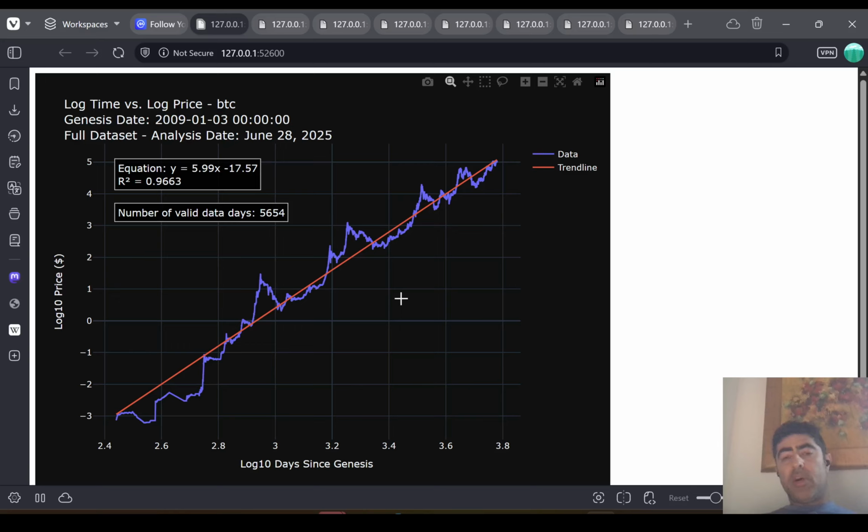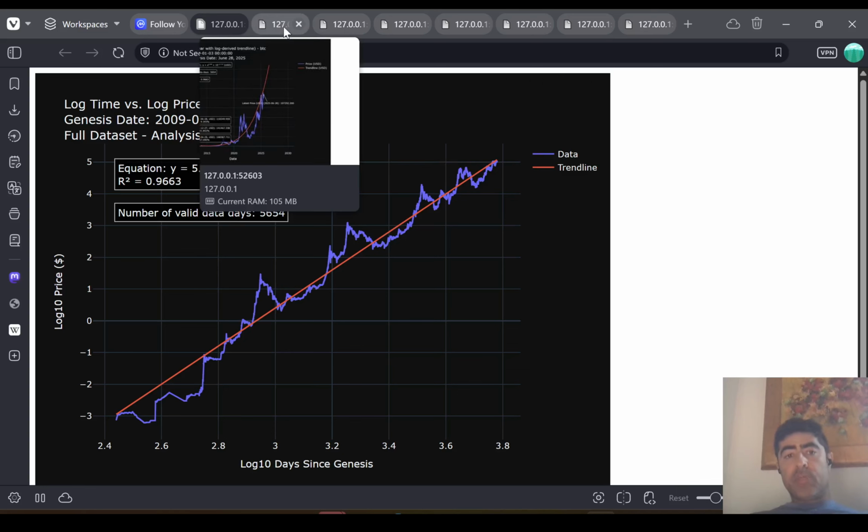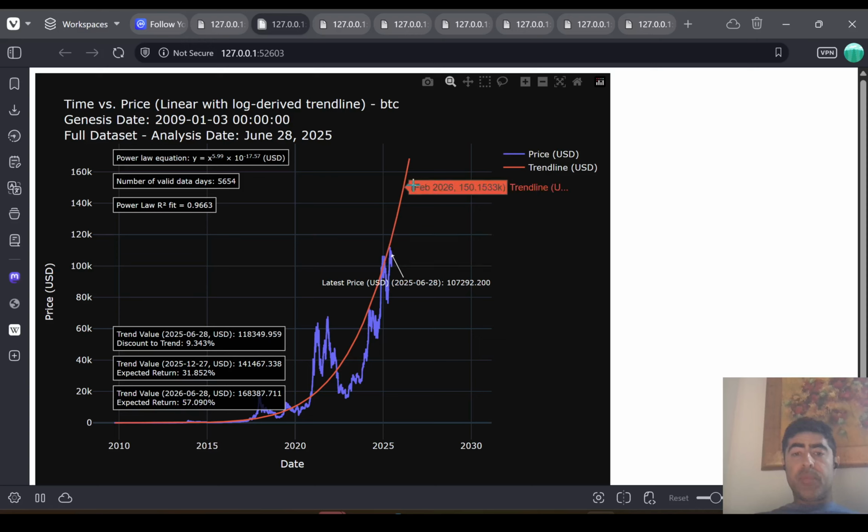You take the log of time since Genesis and the log of price, and you end up with a straight line in linear regression. You then reconvert it into the linear domain, and you end up with an upward curve. This is your mathematically derived trend line for power law following assets. In this case, Bitcoin. And if you look, the anticipated price right now should be about 118K.